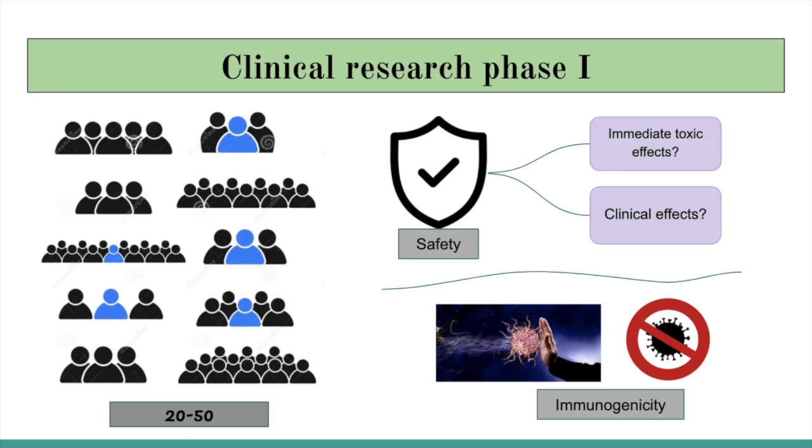The main objective of this phase is the preliminary evaluation of the safety and immunogenicity of the vaccine. First, safety, which is an indispensable factor, is evaluated. This evaluation is carried out by observing tolerance at different doses, monitoring immediate toxic effects, and monitoring clinical effects such as fever, local swelling, among others. After evaluating safety, a detailed immunological study is performed to determine if the vaccine is effective.